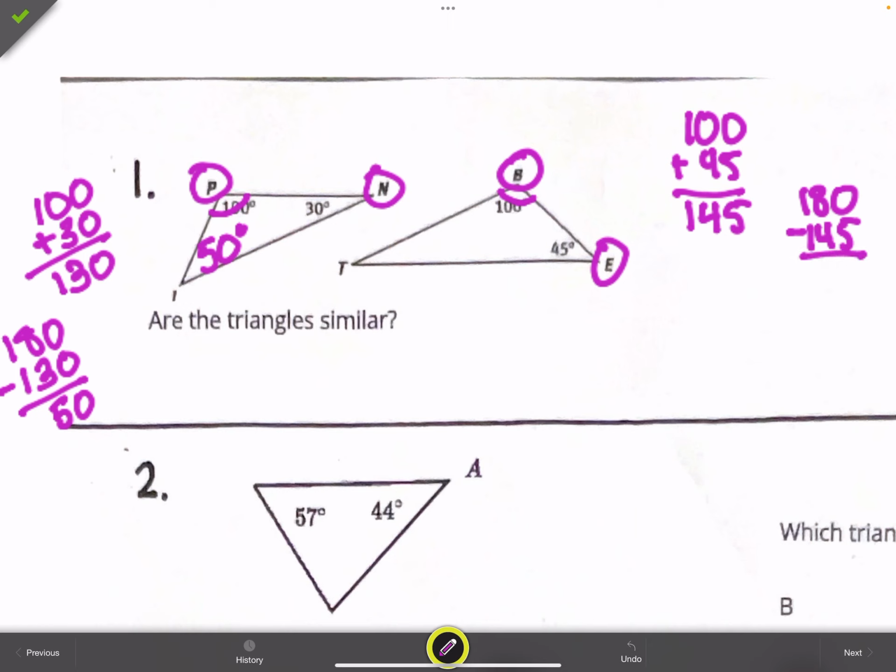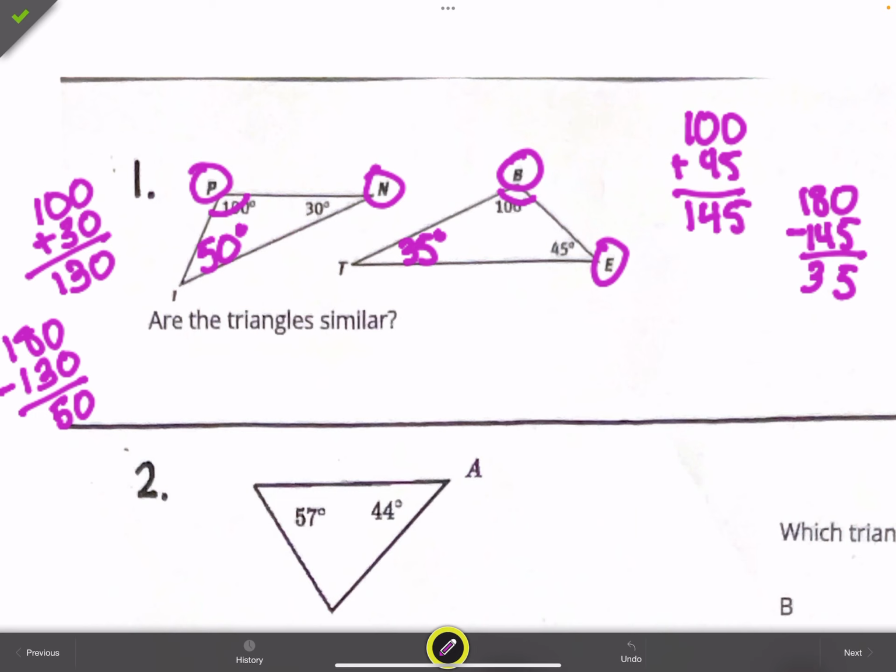Okay, and so that gives me, let's see, 35 degrees. And then I'm going to put it on my picture. Now I'm going to double check. Do I have any other corresponding congruent angles? The answer would be no, right?